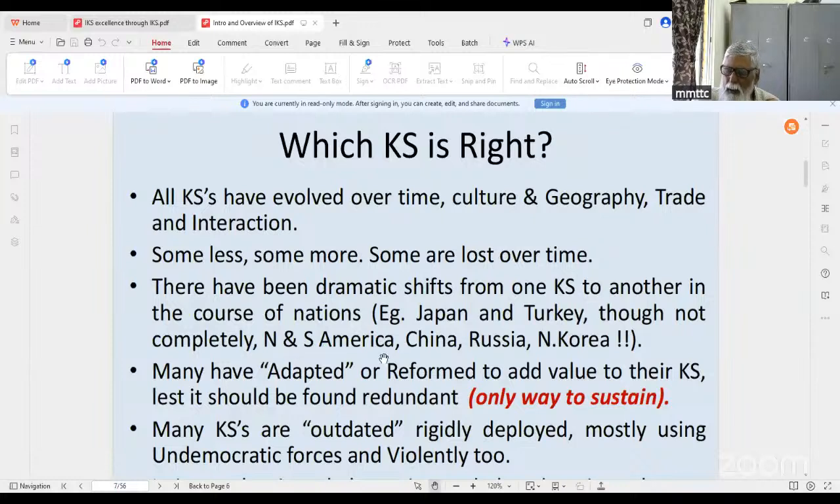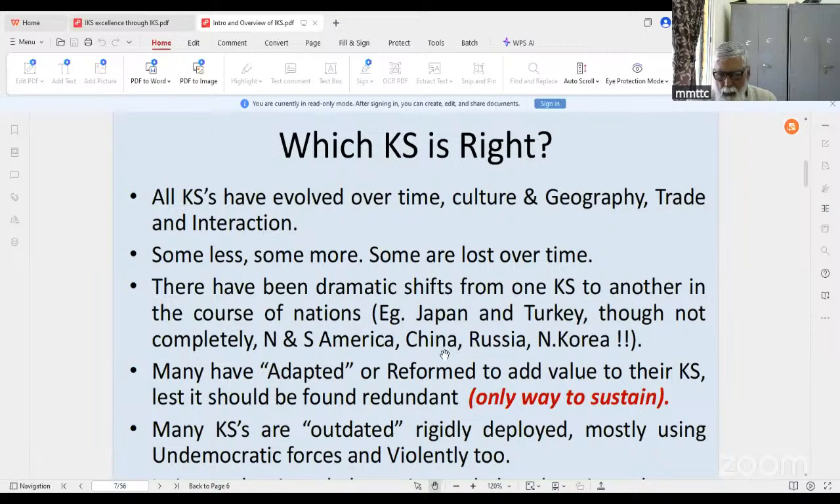North and South America for the last 400 years have been influenced by the Western knowledge system, whereas for the previous 10,000 years it was all indigenous knowledge. China, Russia, and North Korea have done it. China completely switched from a Buddhist influenced knowledge system in 1950 to a communist socialist pattern. Russia did that two or three times. North Korea, all of you know what is going on.